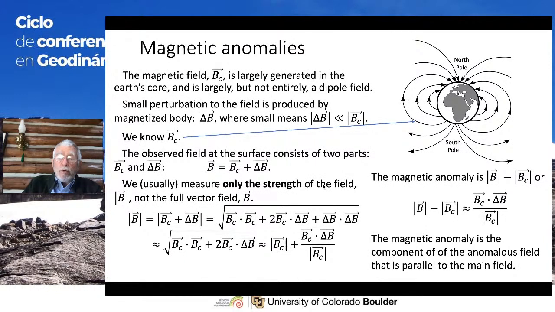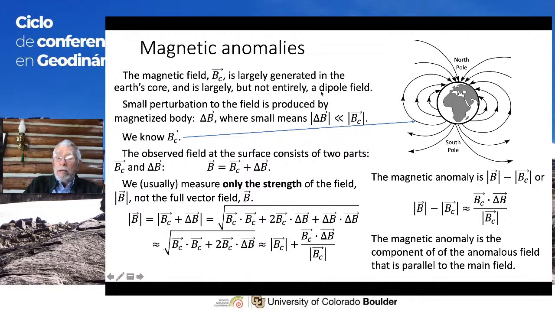I want to digress briefly into what's a magnetic anomaly. We have the Earth, of course, with a big main field, largely a dipole field. That is, it's a field similar to what one sees with a bar magnet, a piece of magnetized metal. The magnetic field points in towards the magnet in one direction, points away at the opposite end, and one gets this kind of field. The Earth's field is mostly a dipole generated in the Earth's core.